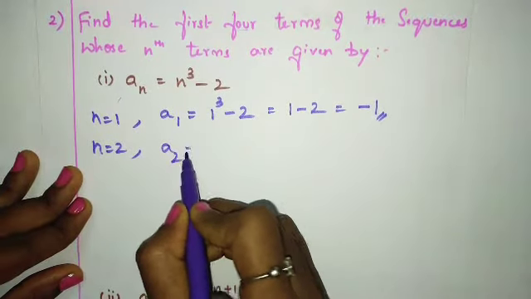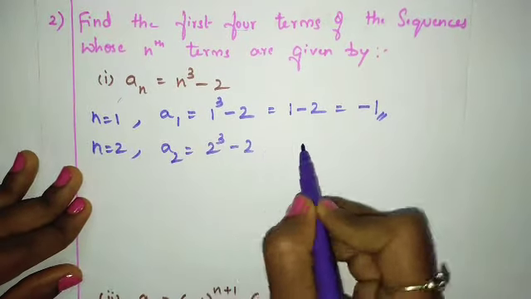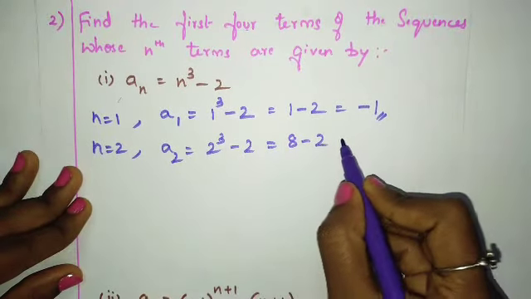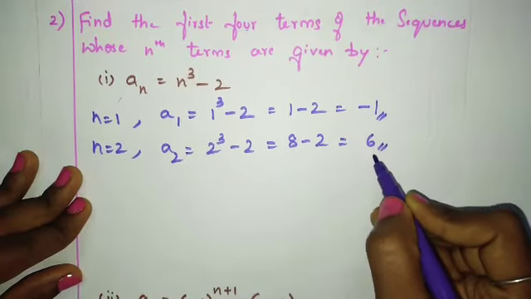So A2 is equal to 2 cube minus 2. That is 2 cube is what? 8. 8 minus 2 is what? 6. So this is your second term.